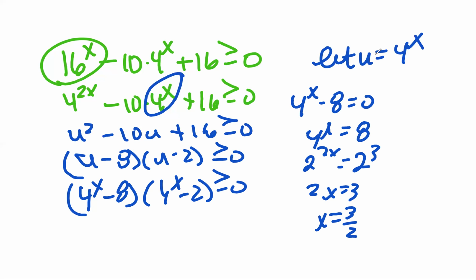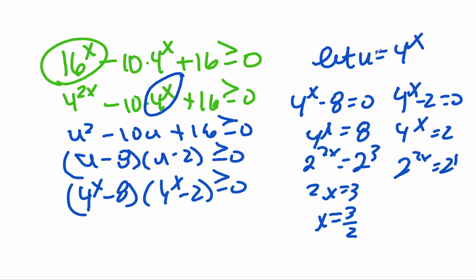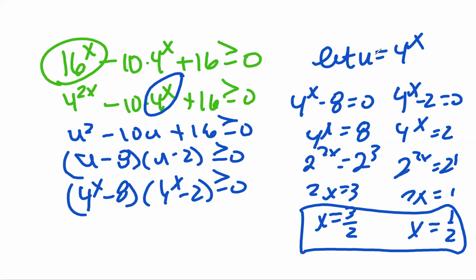We do not set this problem up as an inequality when we're doing that. Always make it equal to 0. Again, looking for the intercepts. So 4 to the x minus 2 equals 0. 4 to the x equals 2. 2 to the 2x equals 2 to the first. 2x equals 1. x is equal to 1 half. So in doing that, I have my critical points for the problem.